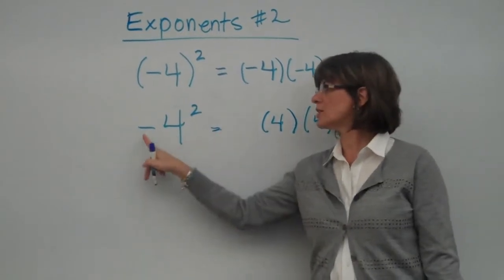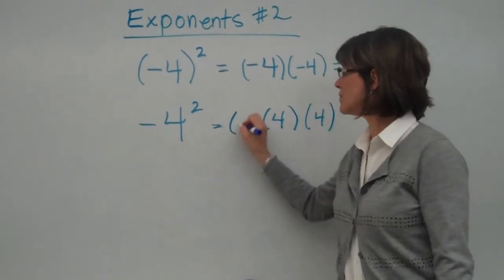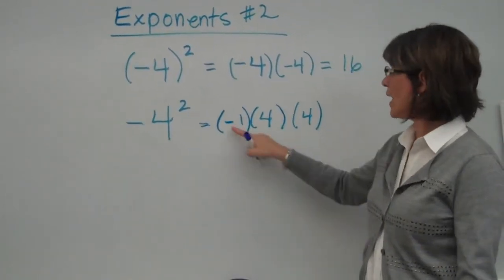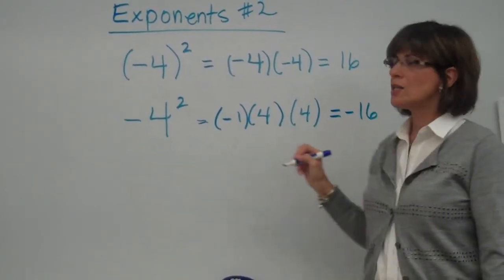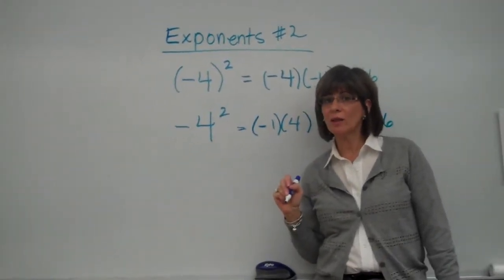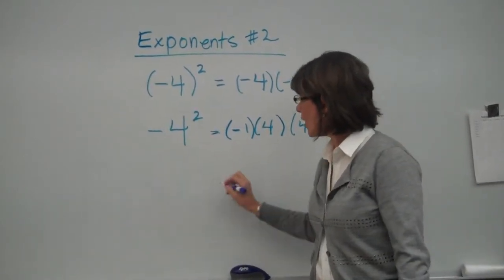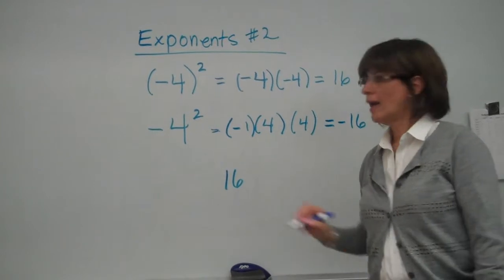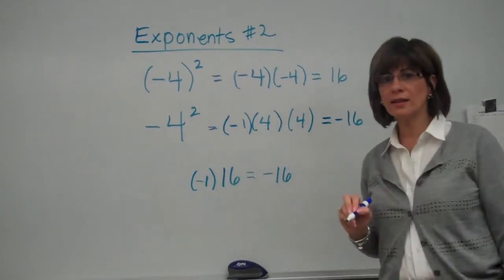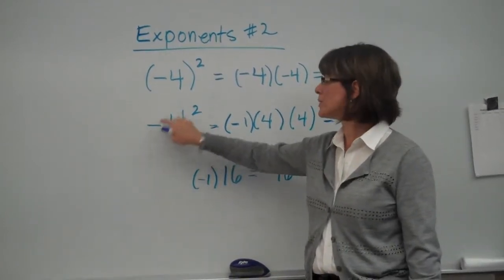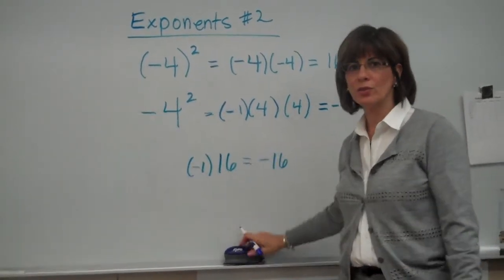But you know what? We can't just ignore that negative sign. That negative sign means times negative 1. So now we have negative 1 times 4 times 4, and we get negative 16. So these 2 problems that looked the same really gave us completely different answers. If you think about this negative 1, if I have the number 16 and I multiply 16 by negative 1, doesn't it give me negative 16? That's what that means. It means the opposite of this. So by putting in that negative 1, I just don't forget to do it.